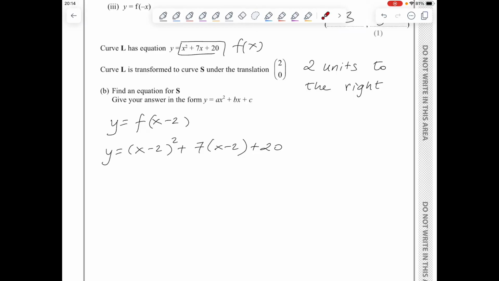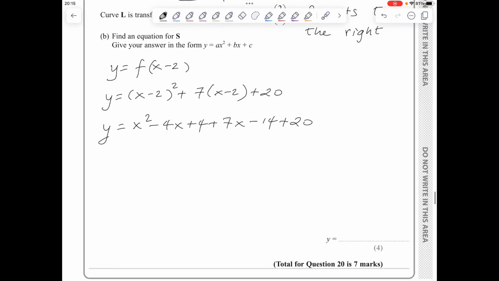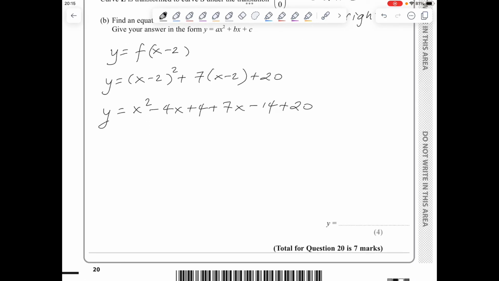The question requires the answer in this form, so I'll need to expand and simplify. So y is equal to x squared minus 4x plus 4 plus 7x minus 14 plus 20. And if you simplify this one, you'll get y is equal to x squared plus 3x plus 10.